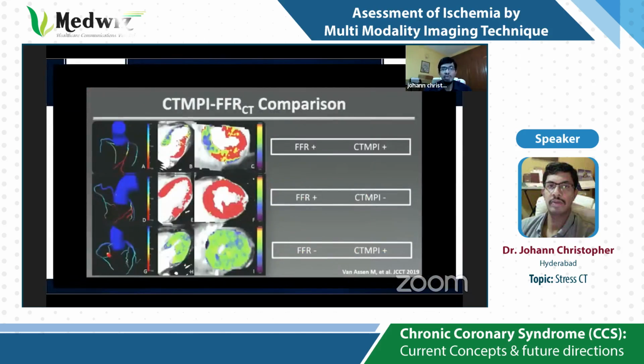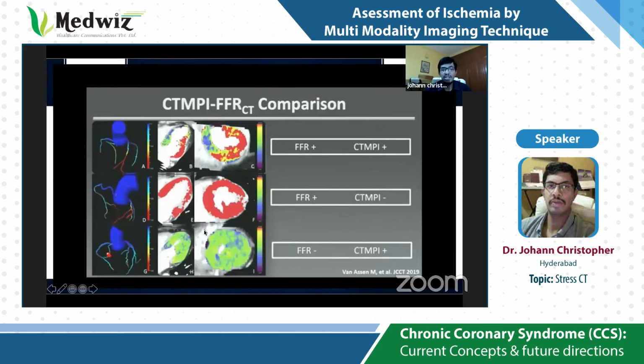Now, where does FFR and CT work? Now, there is a very good correlation with FFR and CT perfusion. When FFR says positive, CT perfusion also is generally positive. There are times when the FFR will be positive and CT perfusion would miss it, especially in obese patients, especially when there are significant collaterals where the myocardial perfusion actually is preserved.